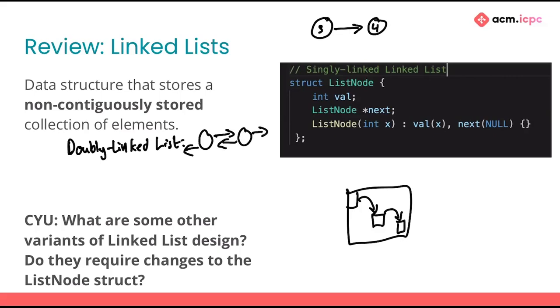And what this means is in this struct that we have for the singly linked list, we actually have to add another pointer. We have list node previous. All right. So is there any other variants that you guys are familiar with or any other changes to a simple singly linked list?